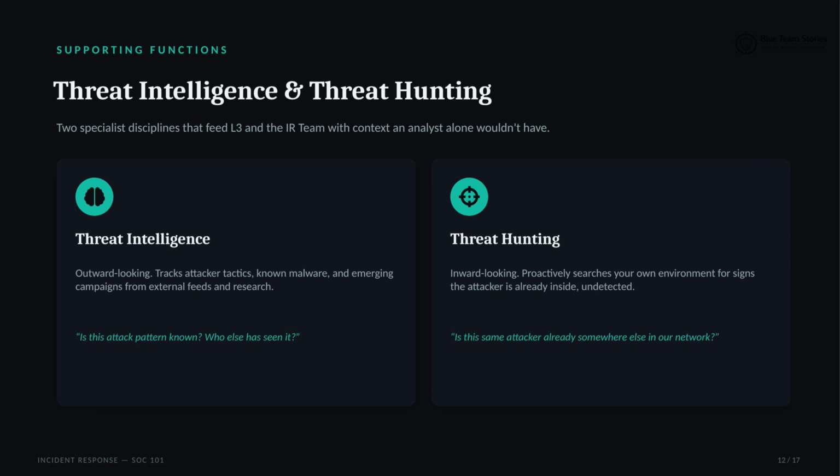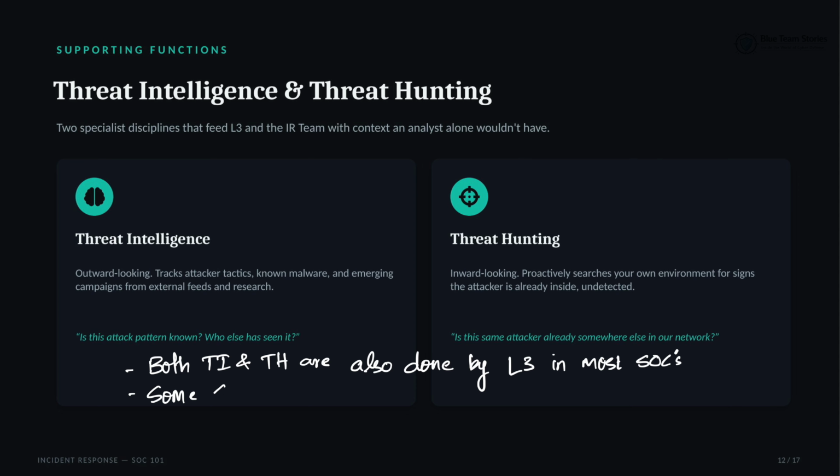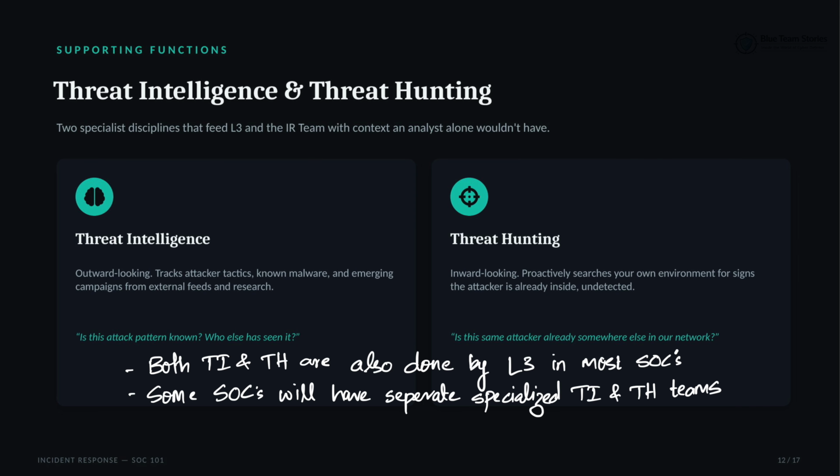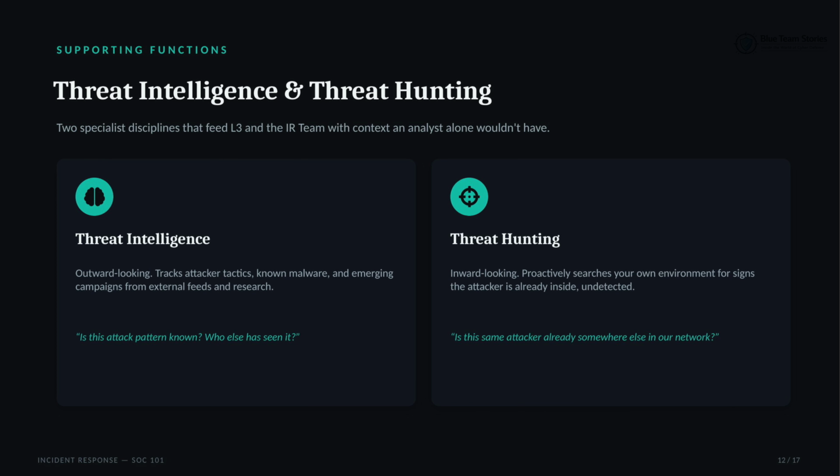Threat intelligence and threat hunting. During major investigations, threat intelligence and threat hunting teams provide additional support. Threat intelligence focuses on external threats, attacker tactics, malware families, and active campaigns. Threat hunting takes a proactive approach by searching the environment for hidden threats that may not have triggered alerts. Together, these functions provide valuable context for the investigation.